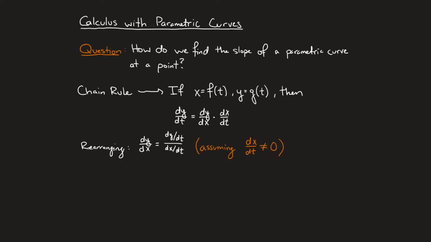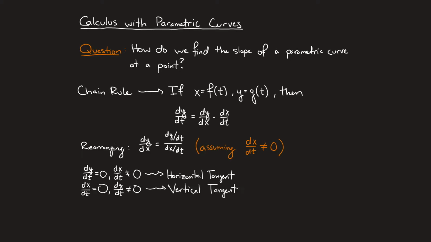And now, a couple quick special cases. If dy/dt is equal to 0 and dx/dt is non-zero, then the fraction above is going to be equal to 0. And so the curve has slope 0 at that point, which means the tangent line is horizontal. On the other hand, if dx/dt is equal to 0 and dy/dt is non-zero, then the fraction above will be something like plus or minus infinity, which means the curve will have a vertical tangent line at that point.